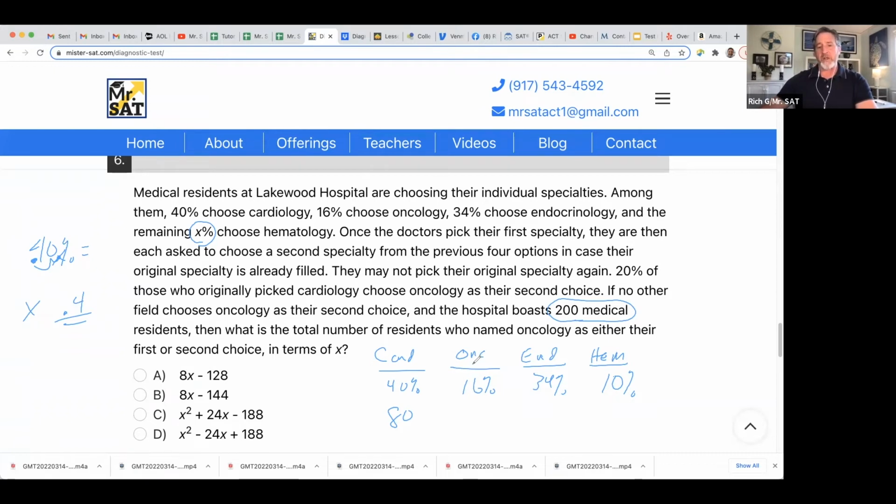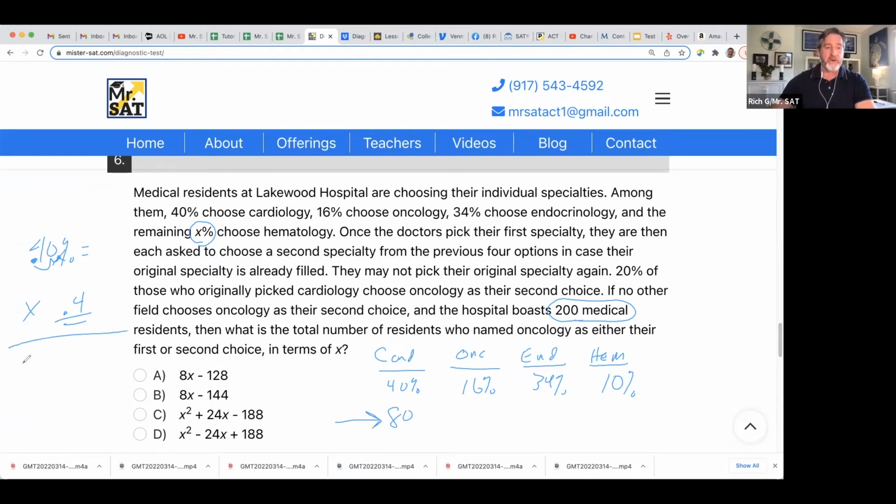16% of oncologists. Well, do I even need to know that? I don't think I do. Let's wait and see. So I've got the 80 cardiologists, right? So 20% of those who originally picked cardiology. Well, 80 people originally picked cardiology. What is 20% of 80?